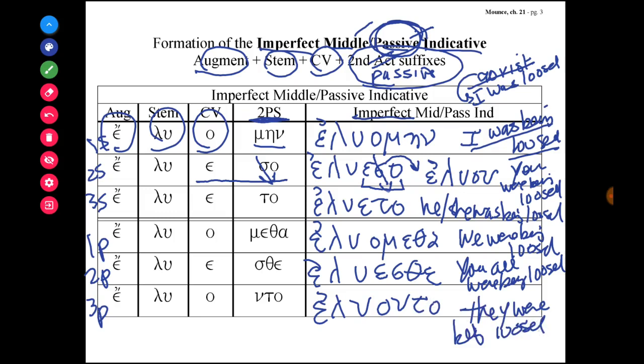Let's say these forms together. Ready? 1, 2, 3. Eluomēn, eluou, eluweto, eluometha, eluesthe, eluonto. Let's say it again. 1, 2, 3. Eluomēn, eluou, eluweto, eluometha, eluesthe, eluonto. And those are the imperfect middle passive forms.